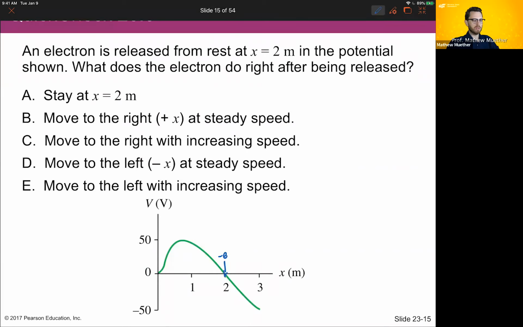Okay, so it's going to start moving, or it's going to stay put. Which one of these describes the motion of that electron after I release it?